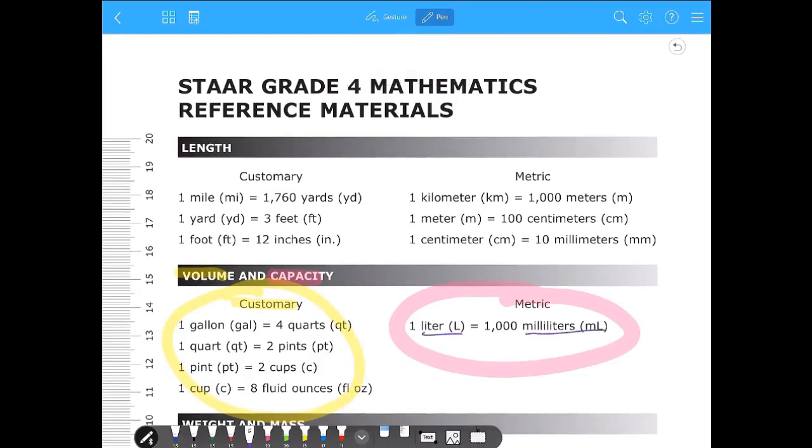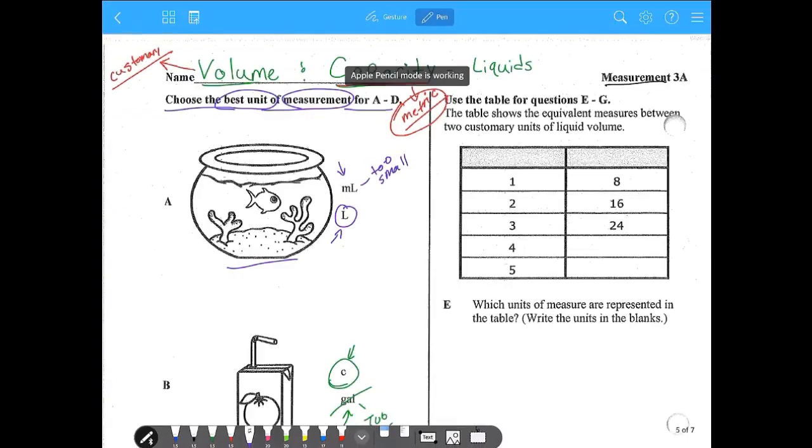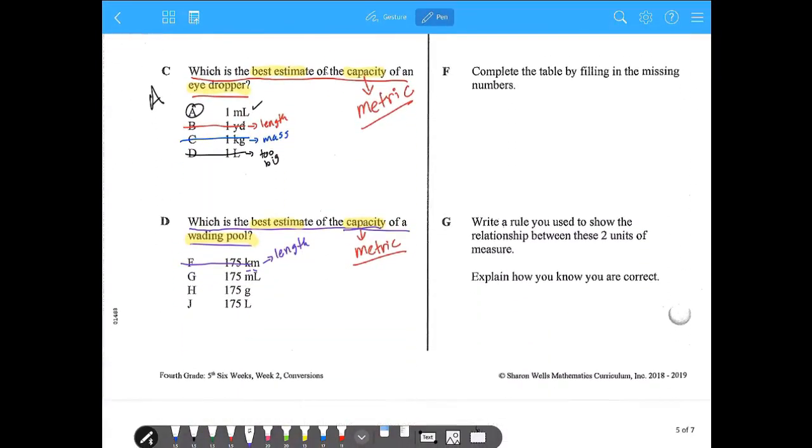Milliliters or liters. Anything else I'm going to get rid of. Gallons is not even going to be there because this one's going to be volume. The word that we have here is capacity and it's the metric system. This is customary, so I'm going to get rid of that one. So now let me think. Between the milliliters and the liters, what would be the best one to use for a wading pool? It won't be the milliliters, because that's too small.